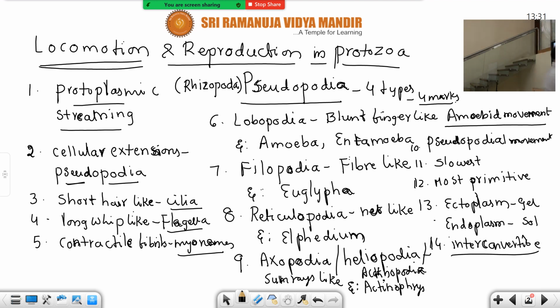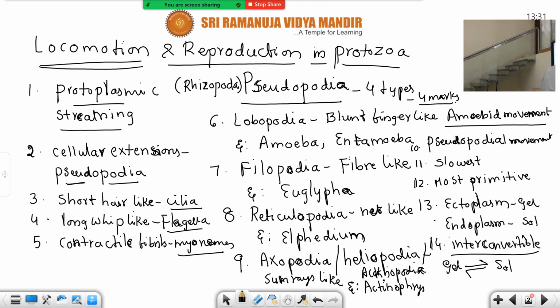Gel to sol and sol to gel. So that interconvertibility can be given in a reaction like this. Write the sol symbol and this symbol down here. Then automatically it will be gel to sol and again sol to gel; they are converted. So this is the most important sol-gel conversion theory.